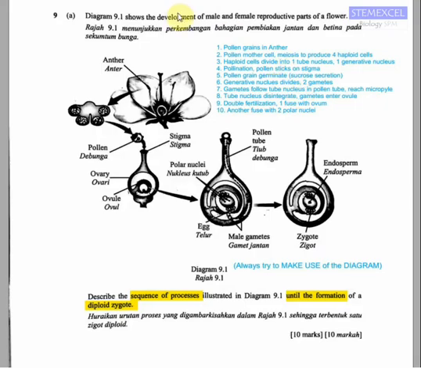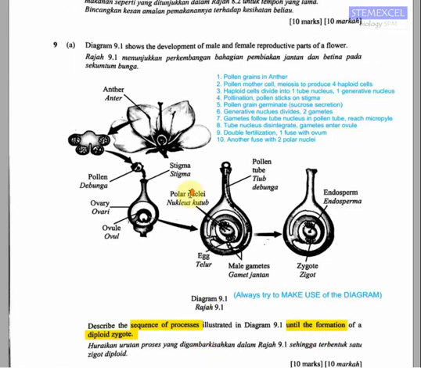Showing about the development of male and female reproductive parts of the flower. And using the diagram again, you are required to describe the process until the formation of a diploid zygote. So in this diagram, you have a little bit of help from the diagram itself. Let's just look at it. So you are given 10 marks, so you should have about 10 points.